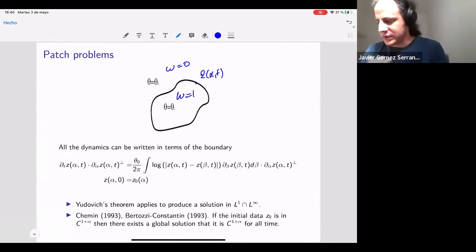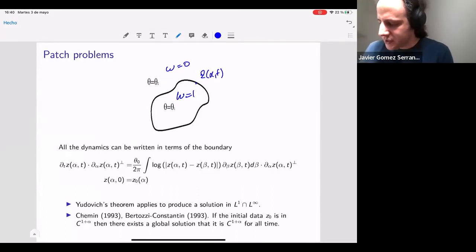Okay, so this is known as the contour dynamics formulation, and it's quite helpful because now, especially for numerical purposes, this reduces the dimension from 2 to 1. So one can turn on the computer, see what's going on, and maybe prove some theorems. Okay, so there is no problem from the point of view of the existence of solutions by Yudovich's theorem. Everything is nice, and the patch keeps being a patch for all time.